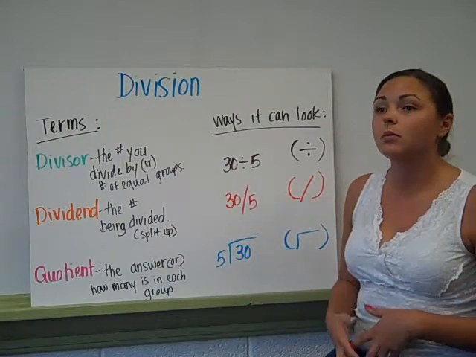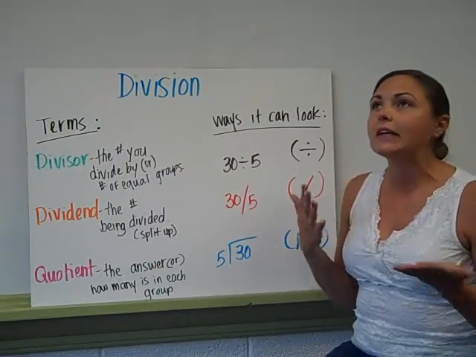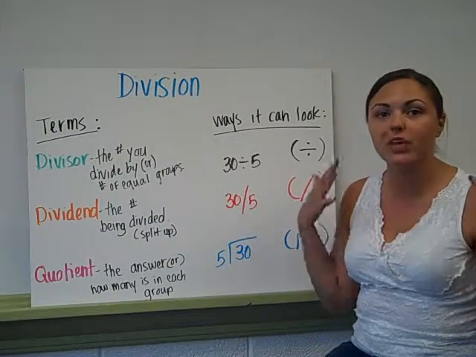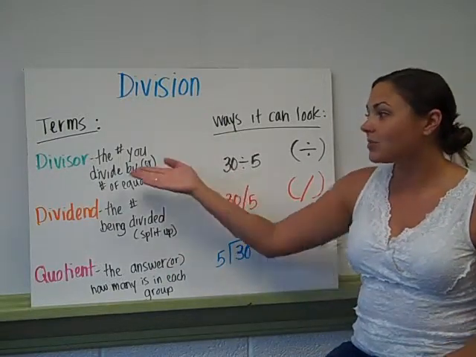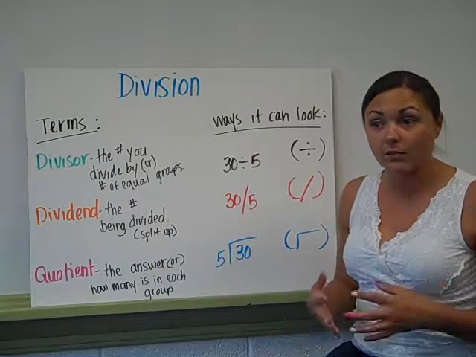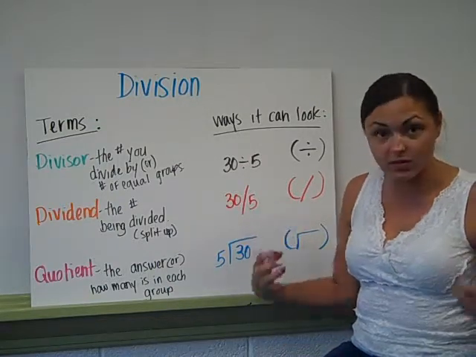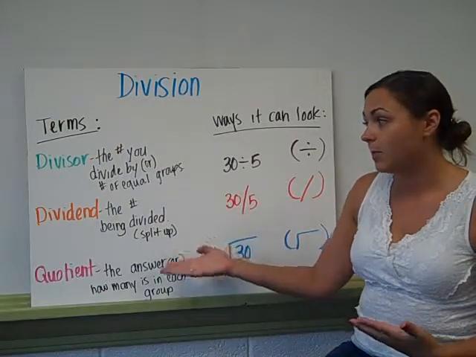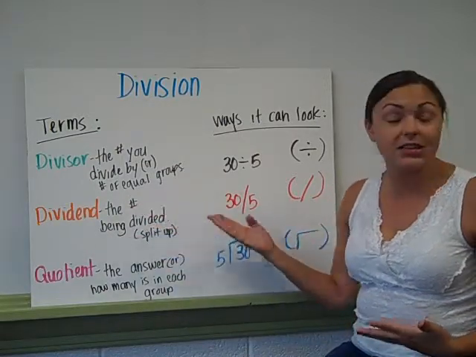So given the problem, I have 22 M&Ms and I want to split them up between two people. My number that I'm dividing by is 2. I'm splitting it up into two groups, one person and another person, that's 2. So that's my divisor. My dividend is the number that's being divided.